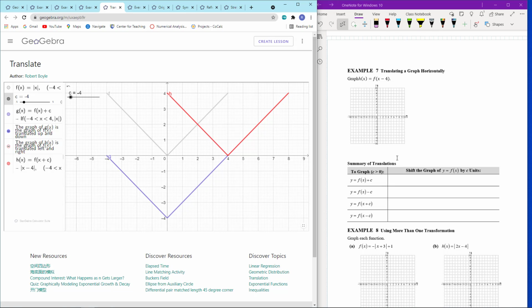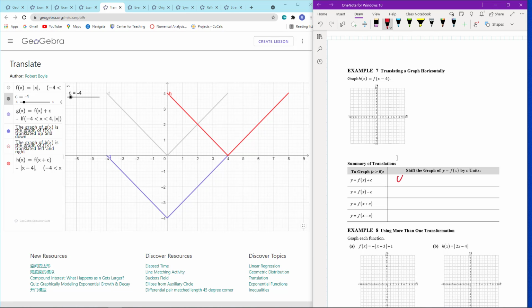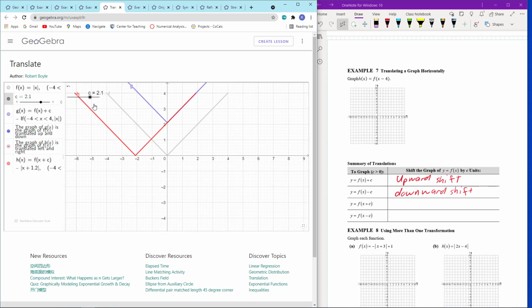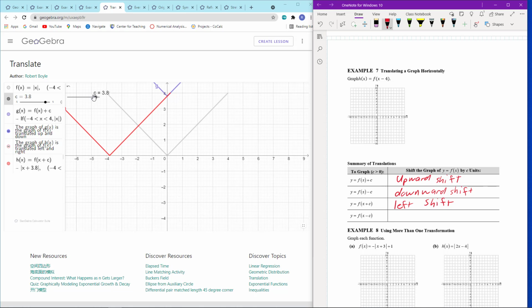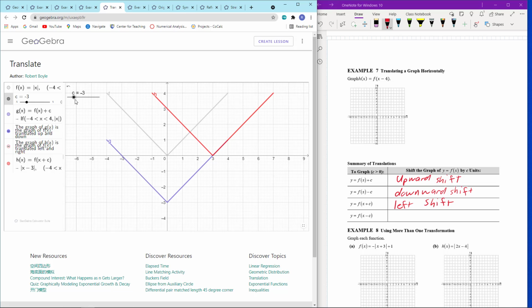And that brings us to this particular line. To summarize our translations, if we have y equal to f of x, and we add c to it, that's going to be an upward shift by c units. F of x minus c will be a downward shift. What if you add positive c to the argument? Well, that will be a shift to the left. Similarly, a shift by negative c will be a shift to the right.